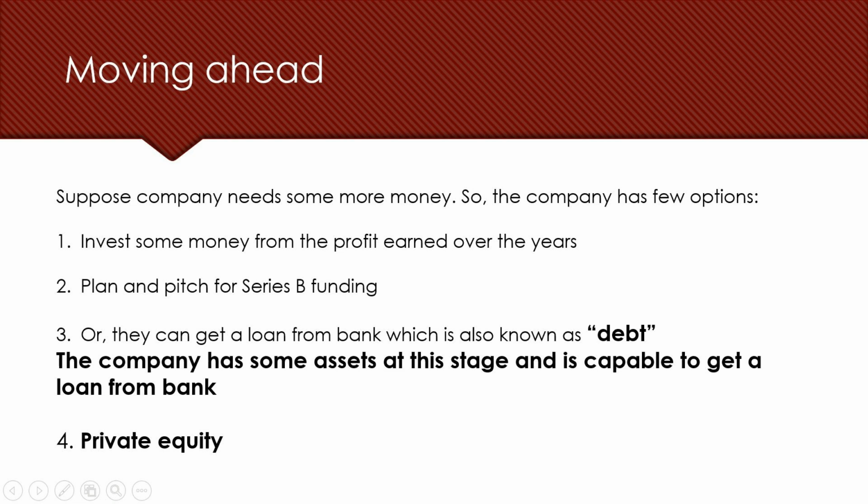Third is the bank loan. Now you have that much assets, and at this stage you are capable to apply for a loan. The loan that we get from the bank is also known as debt. And the fourth and final option is private equity.